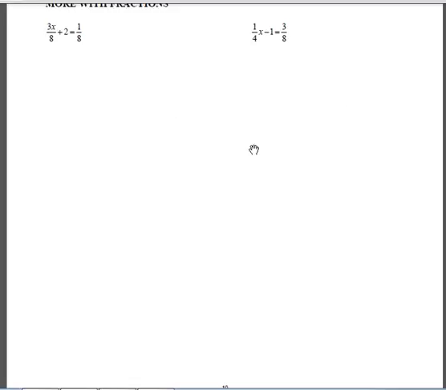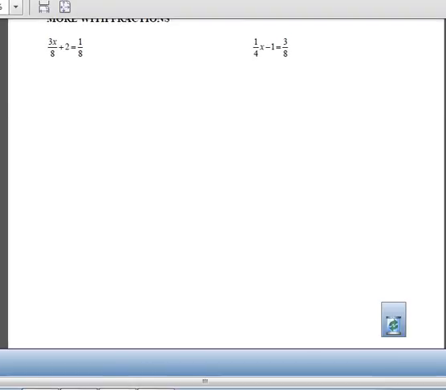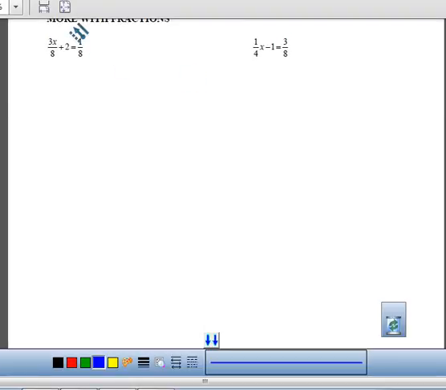The problems that I'm doing for you come from page 19 in your notes. So make sure that you have this in front of you. If you don't, you can always just copy this on a piece of paper and put it in your binder afterwards.